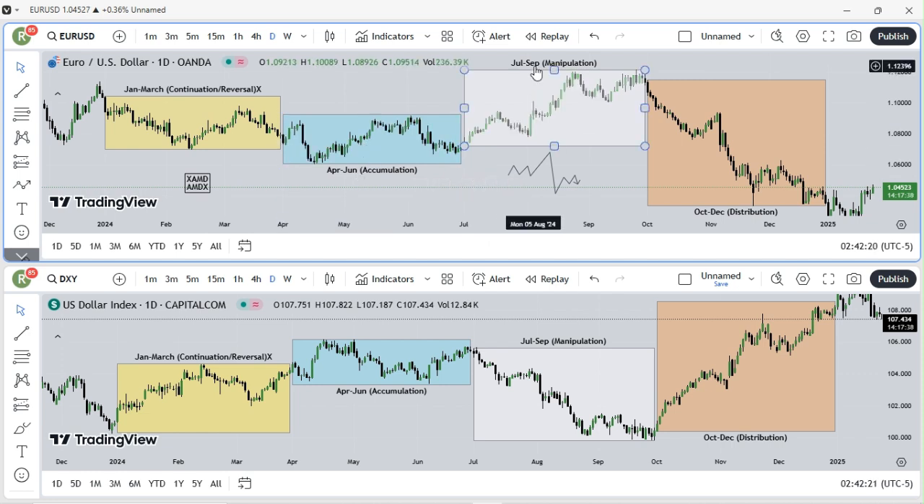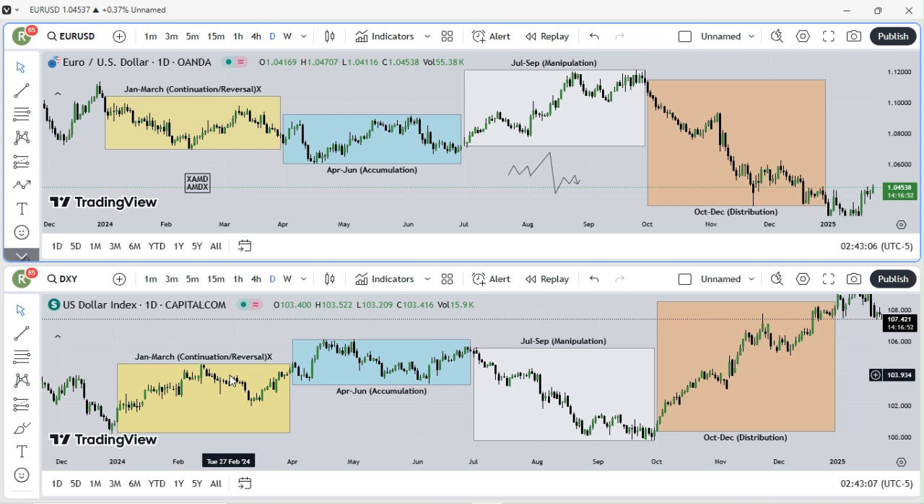Then July to September, it was a manipulation, where the price was trading higher, taking out the buy stops here of this reversal that happened in the beginning of the year. Then from October to December, the price distributed lower in the forex pair, which is Euro USD. And if we check the DXY, the price rally continued higher, then it reversed lower. In this case, the price continued lower and rallied higher. So you can understand the correlation between these two pairs. Every single pair that you trade against the dollar, whether you're trading stocks or crypto or whatever asset class, is going to be moving against the dollar every time.